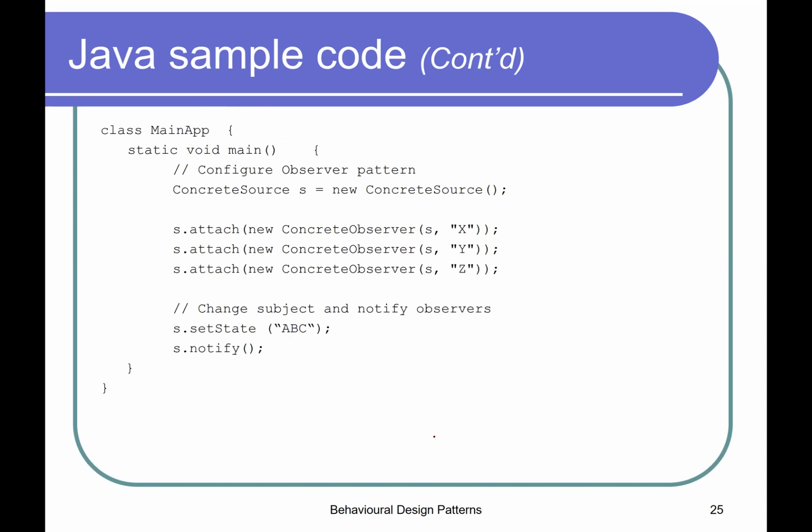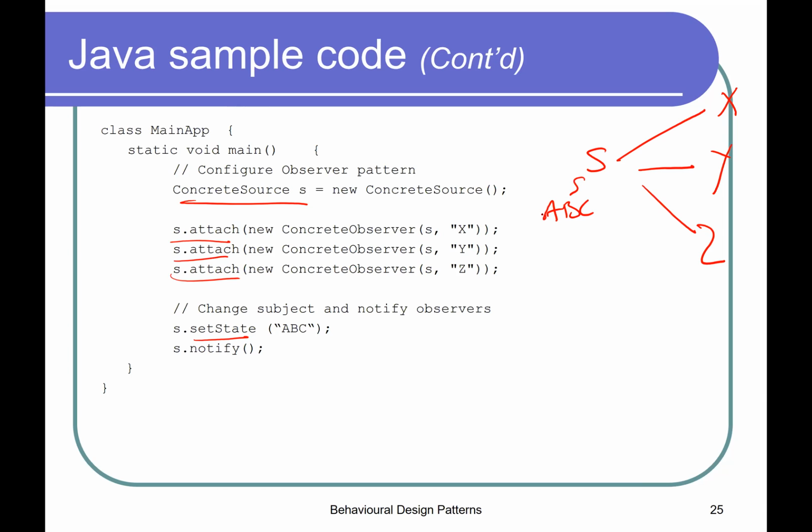So here I am. I've got a concrete source called S. I'm going to attach to it three observers: one called X, one called Y, one called Z. And then I'm going to say that my variable, which is called state, I want to set it to A, B, C.